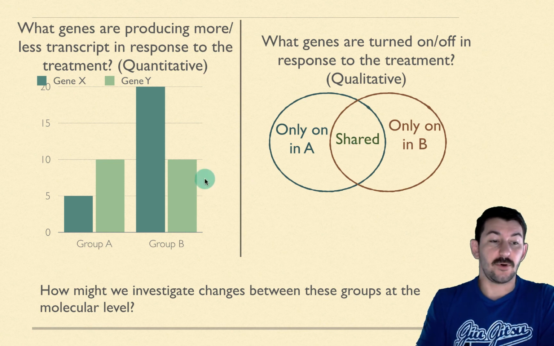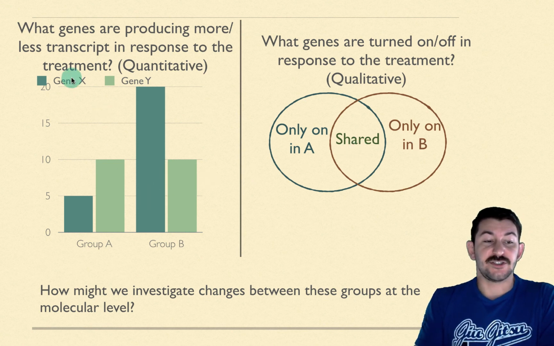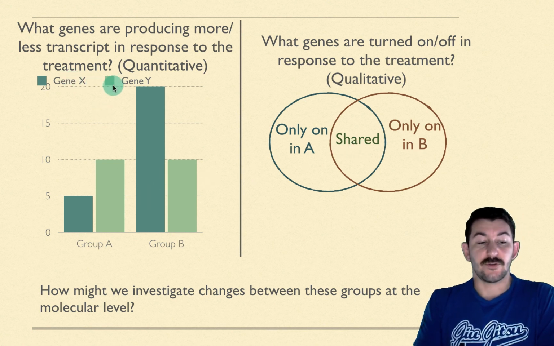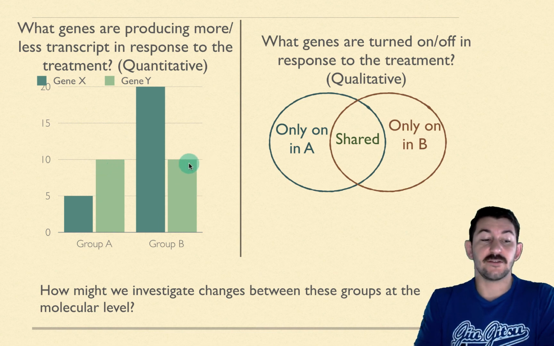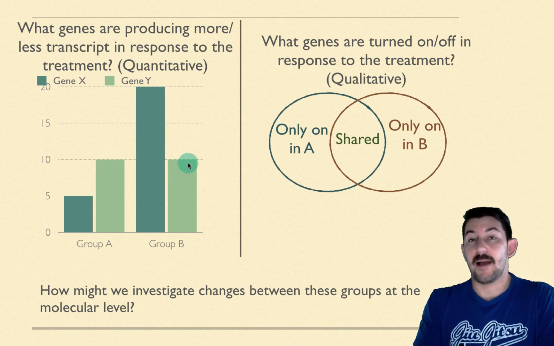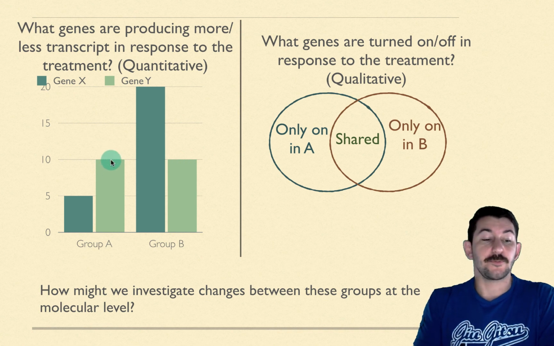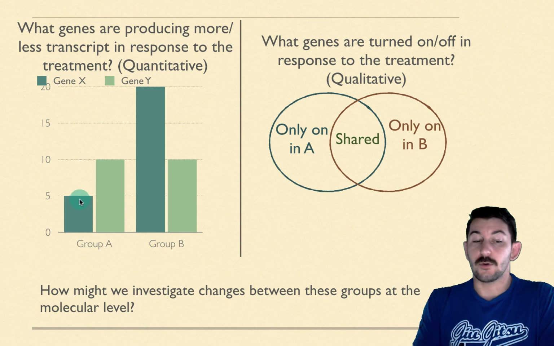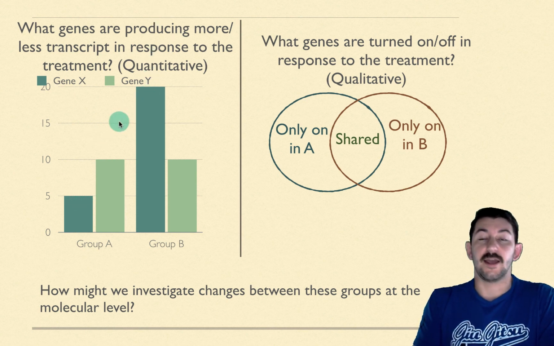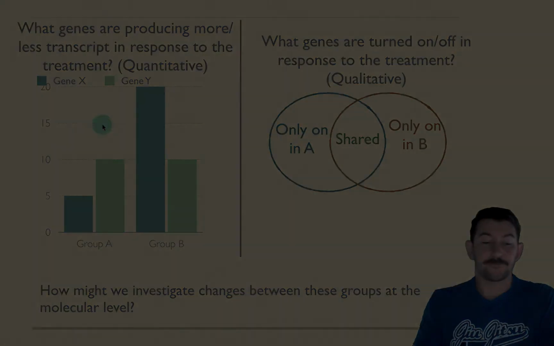And so here's an example where we've got this gene X and this gene Y in two different colors. And here we can see gene Y and gene X are on in both of our groups. Gene Y is not differentially expressed. It is expressed at the same amount in both of our groups. However, gene X is expressed at a much lower level in group A versus group B. This is what we would call differential expression.